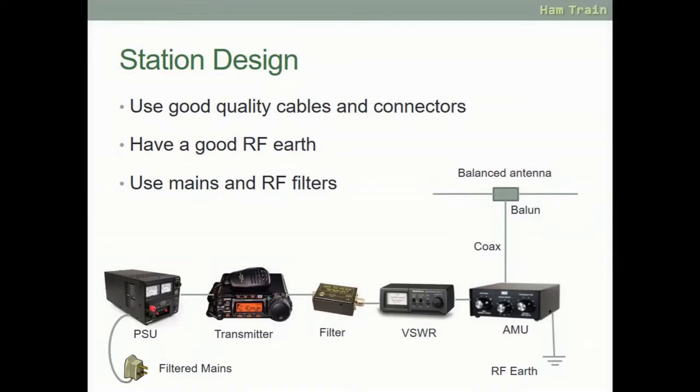So in the diagram here, we have a filtered mains socket going into our power supply unit. That is then connected up to our transmitter, which is then filtered with an RF filter into our SWR unit, which is very often incorporated within our antenna matching unit. This diagram has the antenna matching unit connected to an earth rod, as well as its balanced antenna.